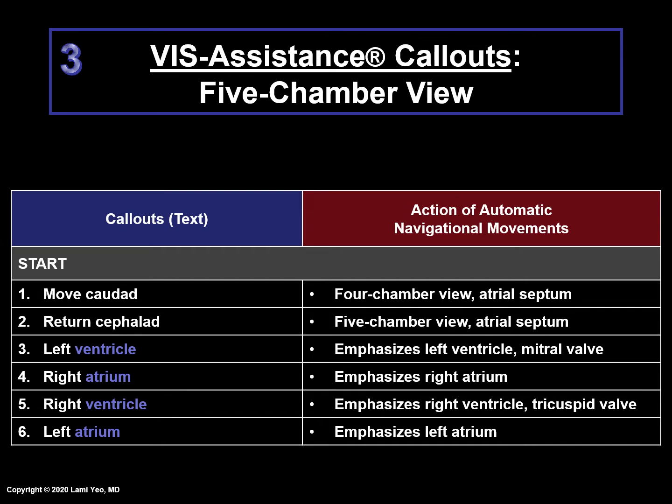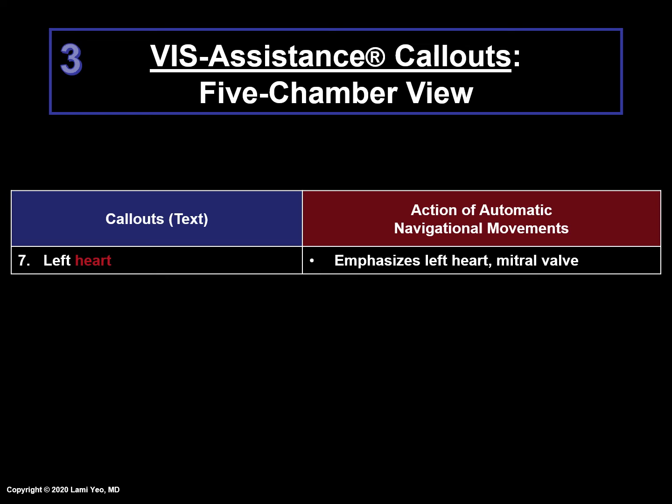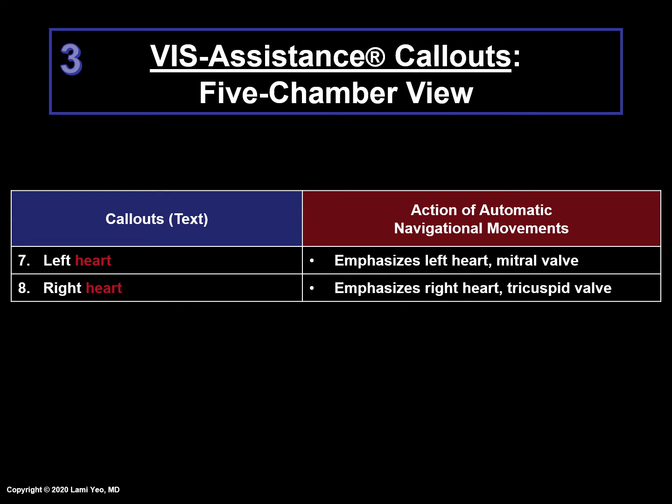The sixth callout states Left Atrium and emphasizes the left atrium. Previously, the VISA movements targeted each of the four cardiac chambers, but will now target each side of the heart. Therefore, the seventh callout states Left Heart and emphasizes the left heart and mitral valve. The eighth callout states Right Heart and emphasizes the right heart and tricuspid valve.